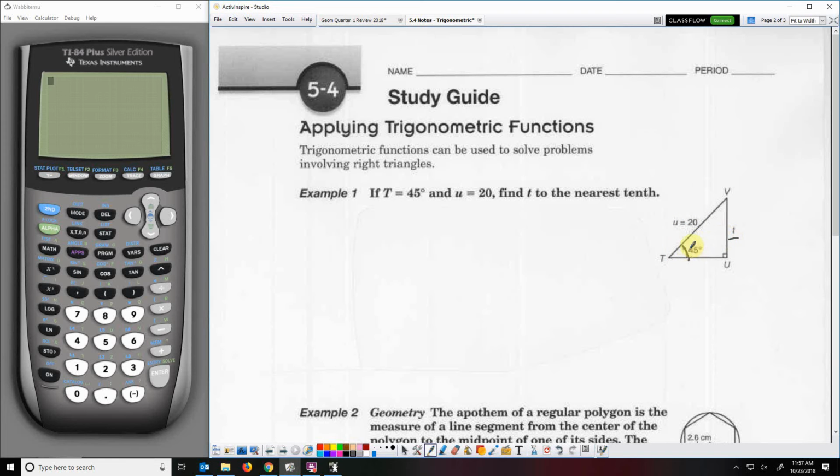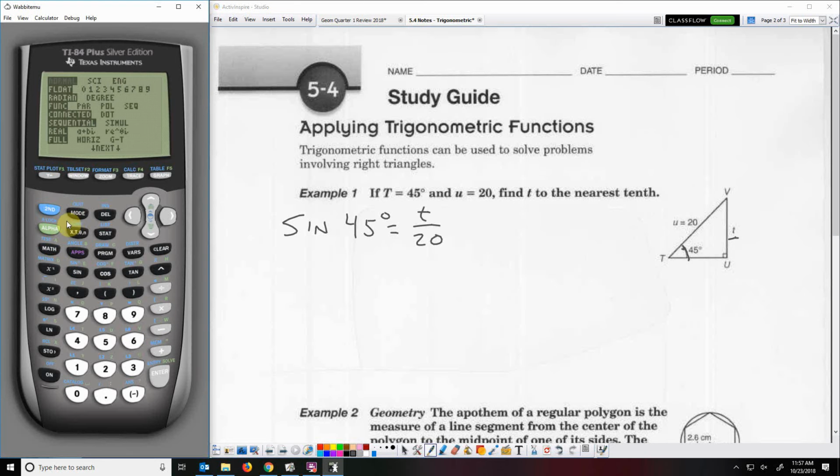Okay, so we're doing sine of T, which is 45 degrees, so sine 45 degrees equals the opposite, which is T, over the hypotenuse, which is 20. So we just need to solve that. Okay, so now when we solve just using basic sine, cosine, and tangent, we first need to check our mode. We're in radians right now, so I'm going to go down and put that into degrees. And now I'm going to be able to solve this.